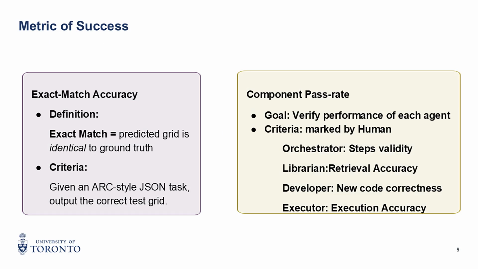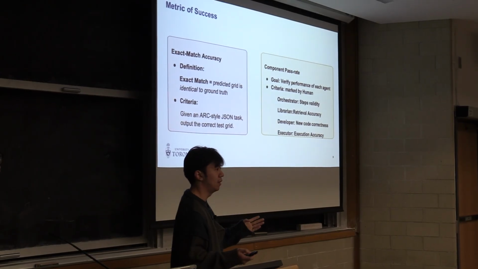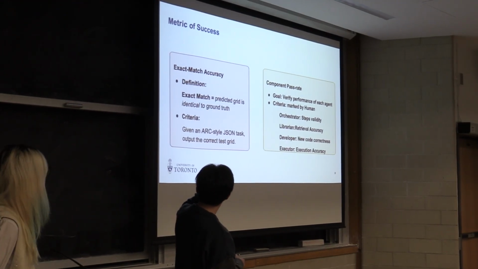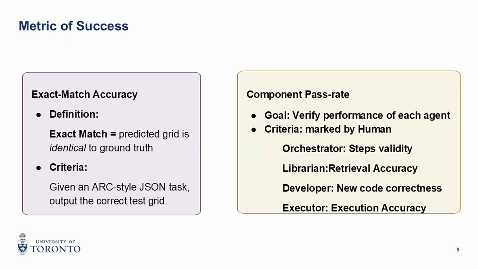For the measure of success, we look at 2 things. One, for the end-to-end accuracy, we're looking for an exact match. Does the output of our agentic system actually match the ground truth output? For the criteria, given any ARC-style JSON task, we just output the correct exact answer. We also conduct a component-wise pass rate study to see which of the agents actually goes wrong. For each of our agents, we have corresponding criteria to match. For example, for the component producing meta steps, are the steps actually valid? For librarians, are they retrieving the correct functions?